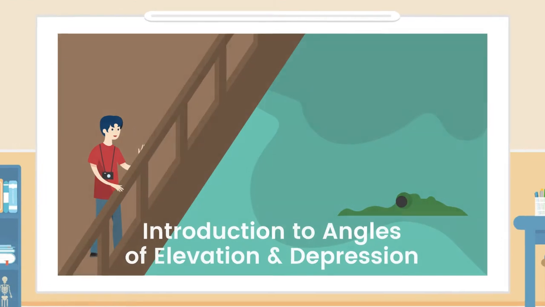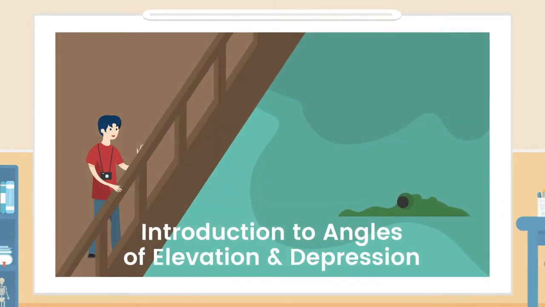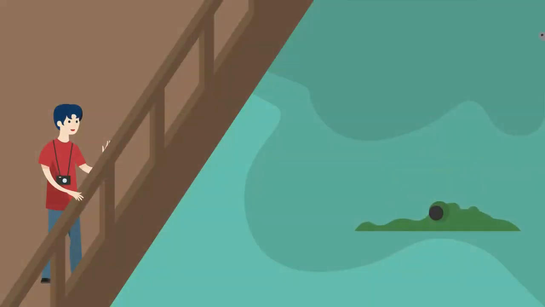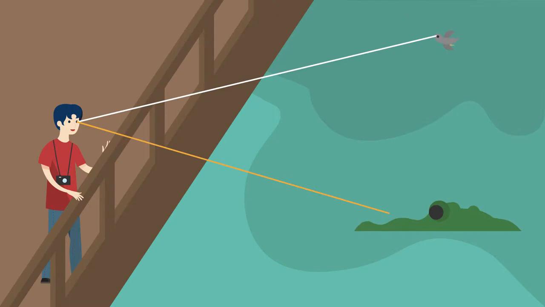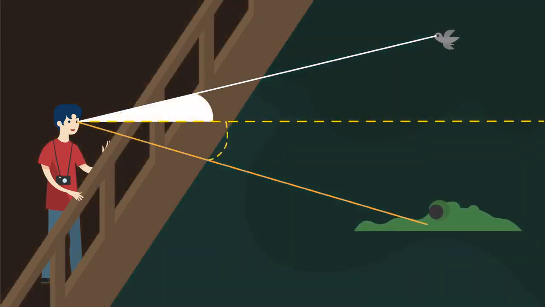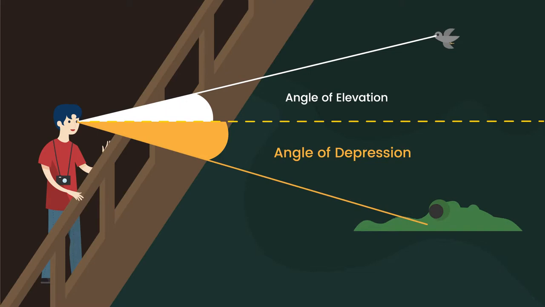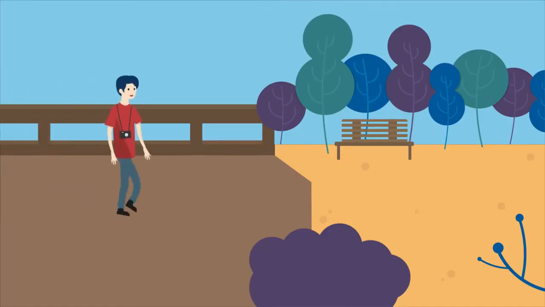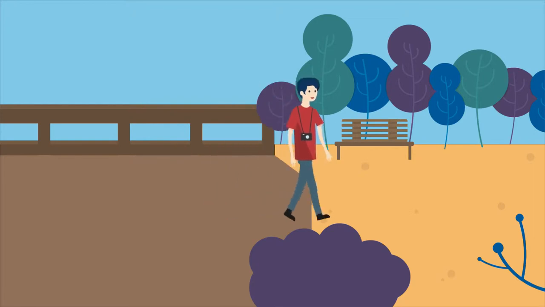Introduction to angles of elevation and depression. Every day, we look at different things around us. We look up to see things above us. We look down to see things below us. Angles are formed when we look up or down, and these angles are called angle of elevation and angle of depression. First, let's follow Dylan around the park to see the different angles of elevation and depression.